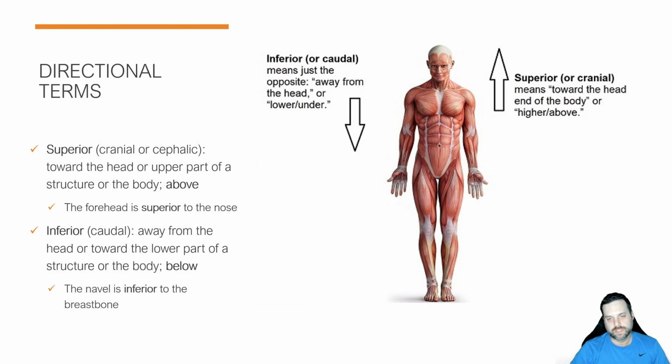If I was going to give you a couple examples here, the forehead is going to be superior to the nose. Why? Because it's above the nose, right? The navel, the stomach or the umbilical area here is actually going to be caudal, or towards the tail. That's what caudal means. Inferior to the breastbone, which is going to be up here, right? So the belly button is inferior to the breastplate. Hopefully those are two pretty easy. Superior is above or high up, inferior is below.